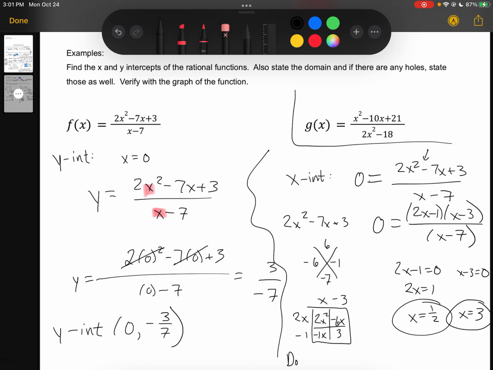So again, if we keep going, what we're going to continue to do is look for our domain. Domain takes our denominator and makes sure that it doesn't equal 0. So we're going to say all real numbers except x does not equal positive 7 for our domain. And then here we don't have any holes on this function because there are no factors in common on the top and on the bottom. So a bunch of strategies here for today: factoring, finding x-intercepts, and finding y-intercepts.